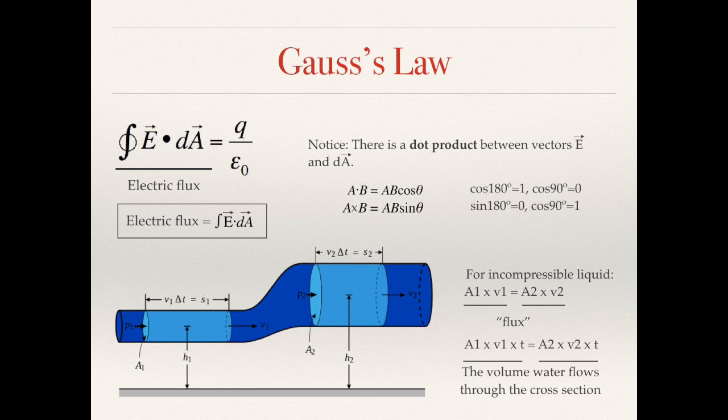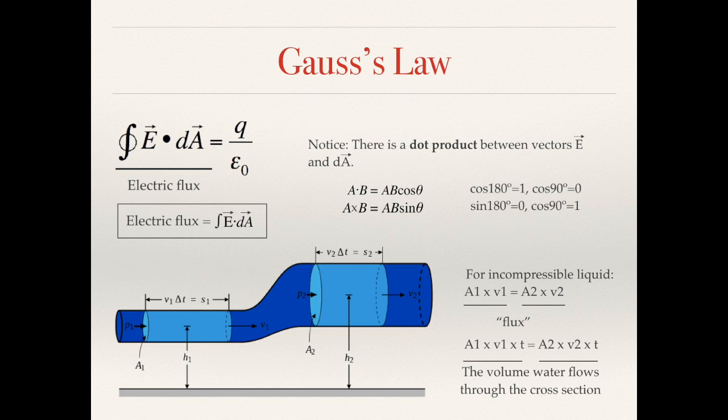We call the integral of E times dA on the left of the equation the electric flux. Note that there is a dot product between the vectors E and dA. So when E and dA are in the same direction, the cosine of 0 degrees or 180 degrees is equal to 1, so the dot product is just equal to E times dA.